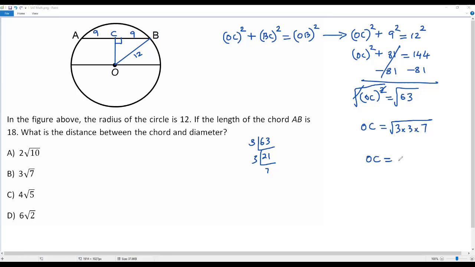Here OC equals, for every two same numbers multiplied inside the square root, one number will come out. So for these two 3's, one 3 can be taken out: 3 times the square root of 7. Now I got the length of this perpendicular line segment OC, that is 3 times the square root of 7. So the distance between the chord and diameter is 3 times the square root of 7. We find this 3 times the square root of 7 in answer choice B. The correct answer choice for this question is B.